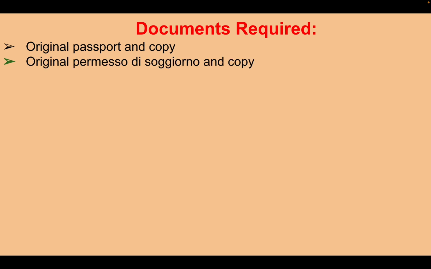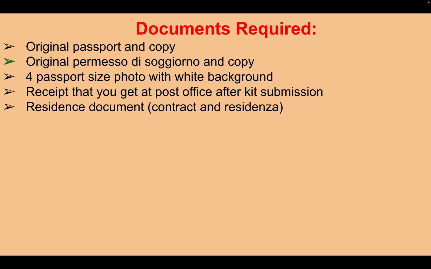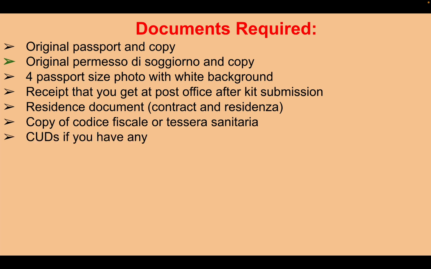So at the end we check the documents that you need to present at the time of fingerprints in Questura. First, obviously, you need to have your original passport or identity document and its copy. Then your current Permesso di Soggiorno and its copy. Then you need to have a passport size photo with white background. Then the receipt that you get at the post office after the submission of the kit. Then you need to have some residence document. Then you need to have a copy of Codice Fiscale or Tessera Sanitaria.